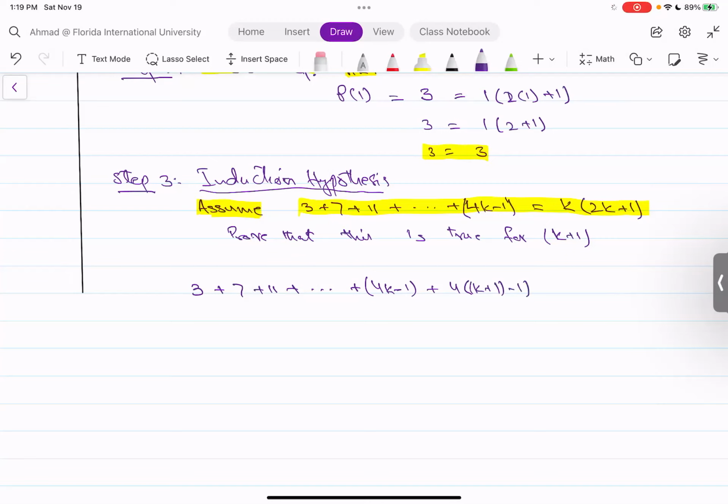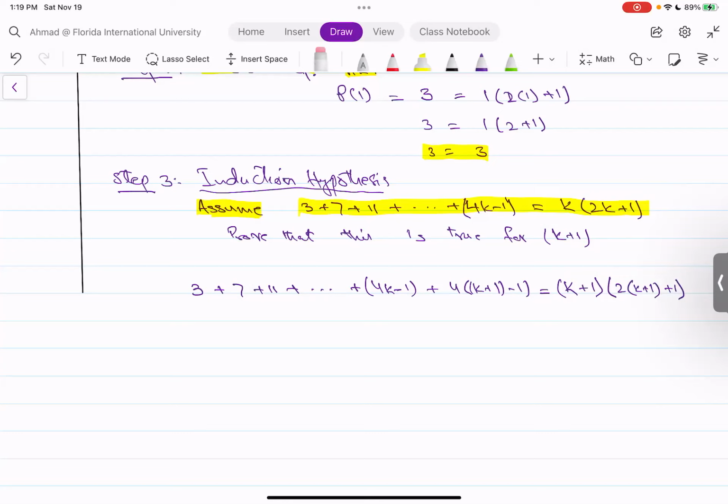So instead of k, I'm going to substitute k plus 1 because I'm looking for the k plus 1th step. This is equal to, on the right hand side again, I have to find the k plus 1 value. So in place of k, I'm going to substitute k plus 1 in 2k plus 1. That's what I have to prove now.